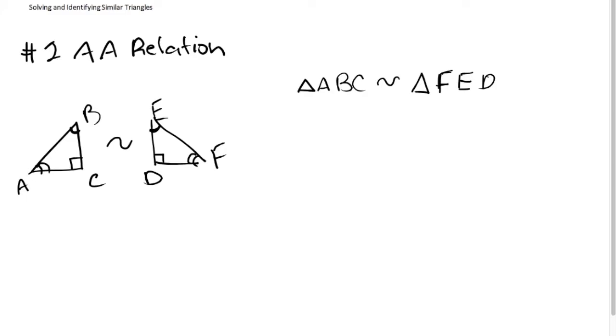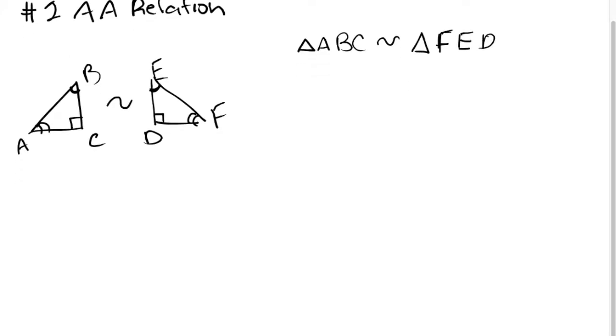Now let's move on to the second relation, which is the side-side-side relationship. What this means is it's not necessarily that all the sides of both triangles have to be the same, but the triangles have to have three pairs of corresponding sides that are proportional. So the second relationship that has to exist is the side-side-side relation.